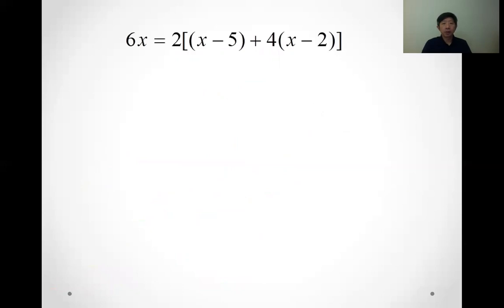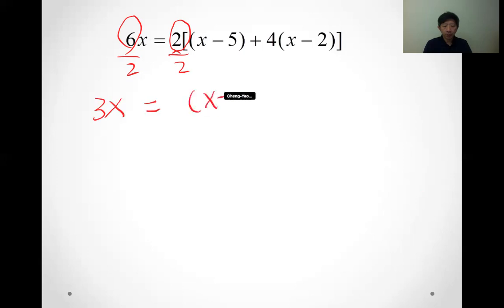All right, for this problem, how do we do this? Since this is a whole thing like this, and this is multiplied by 2, and this is a 6, can we just cancel by dividing by 2 on both sides? Yes, divide by 2. That makes things easier, right? So that would be 3x equal x minus 5 plus 4 times x minus 2, right?